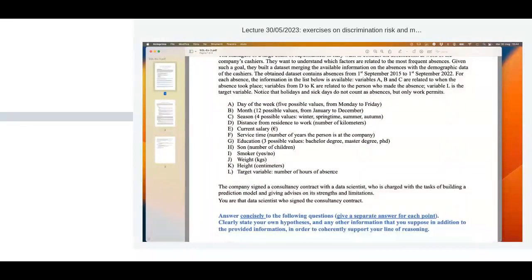No, it's still not clear. Can you see the difference? Target variable is the number of hours of the absence. If I train a model with such target variable, I can predict that that's basically the duration. I see some faces that say yes, some other faces that say no.